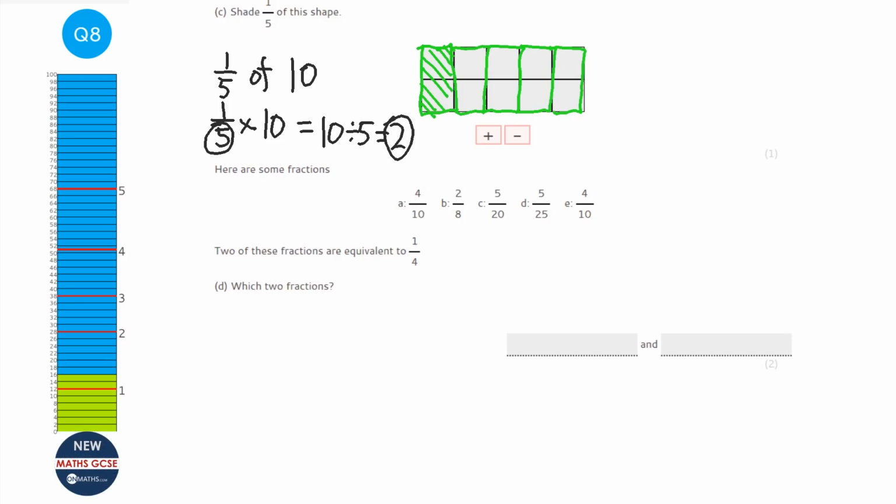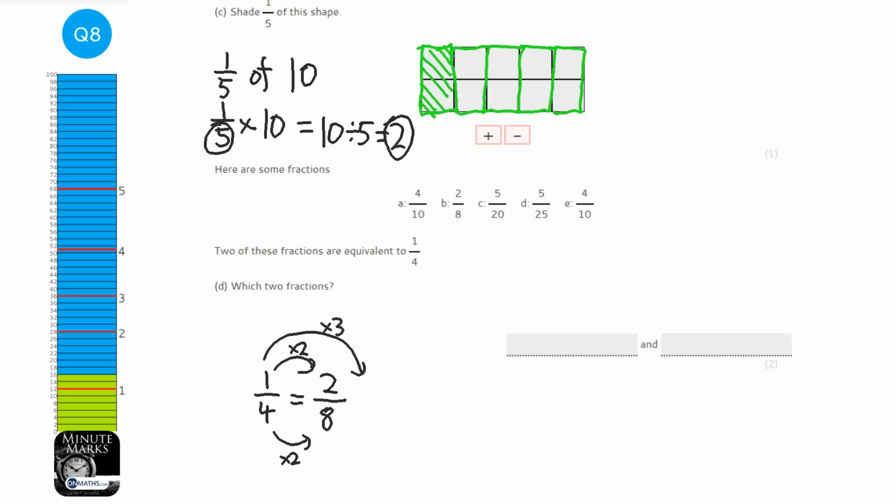And the last question says, write down the fractions there that are equivalent to a quarter. Well, a nice easy way of starting this question off is just write down things that are equivalent to a quarter. So what I'm going to do is times top and bottom of this fraction by 2. So 2/8. So I've timesed them by 2. Then I'm going to times them by 3. So it would be 3/12.